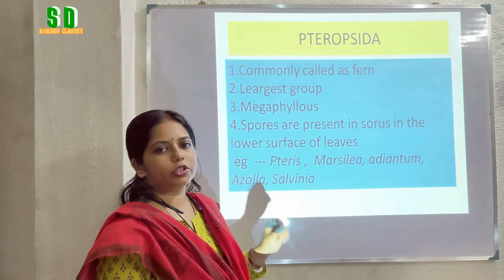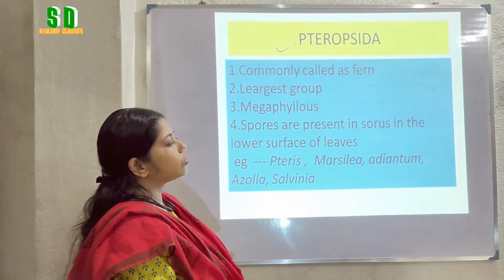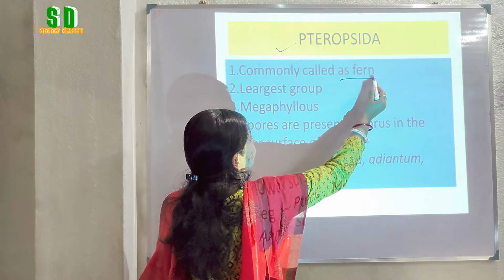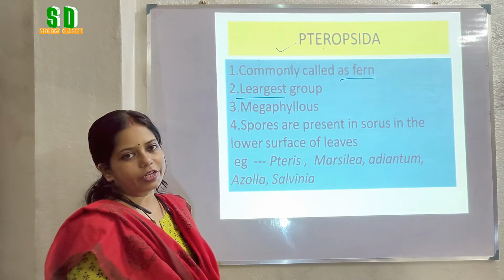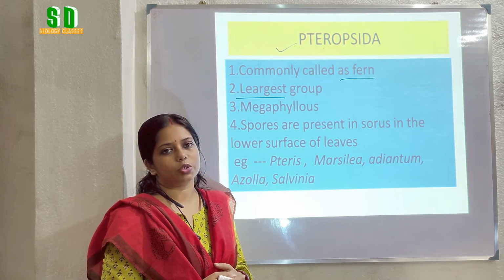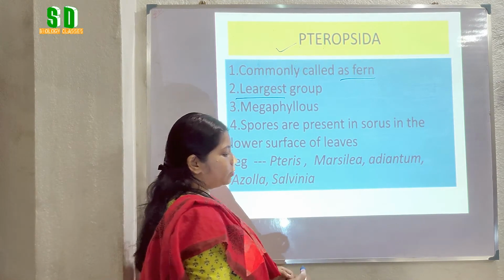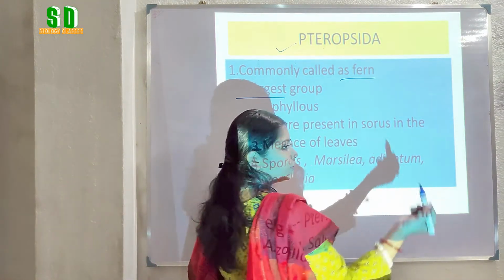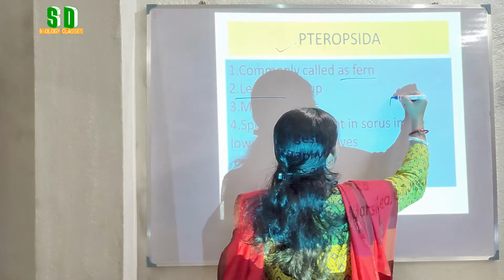Now the fourth member of Pteridophyta is Pteropsida. They are commonly called ferns. This is the largest group of Pteridophyta. That means they include most of the members of Pteridophyta. Now what type of plant body do they have? Their plant body is also differentiated into root, stem and leaf-like structure.